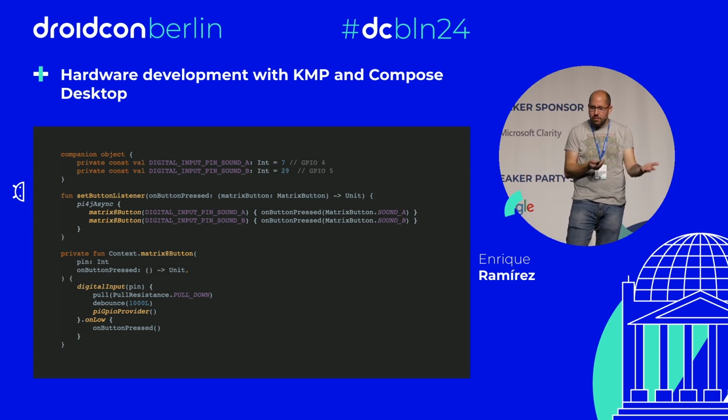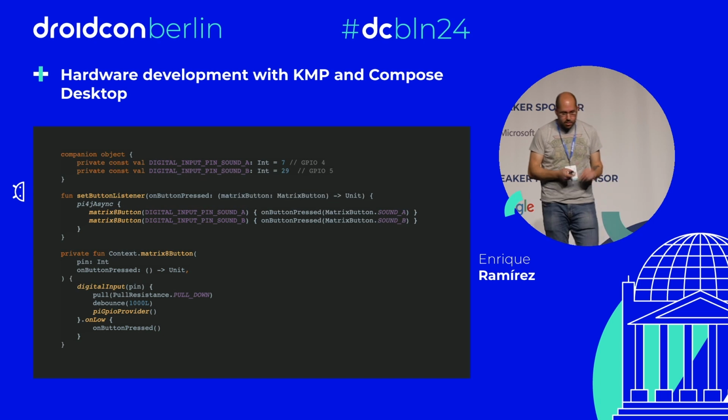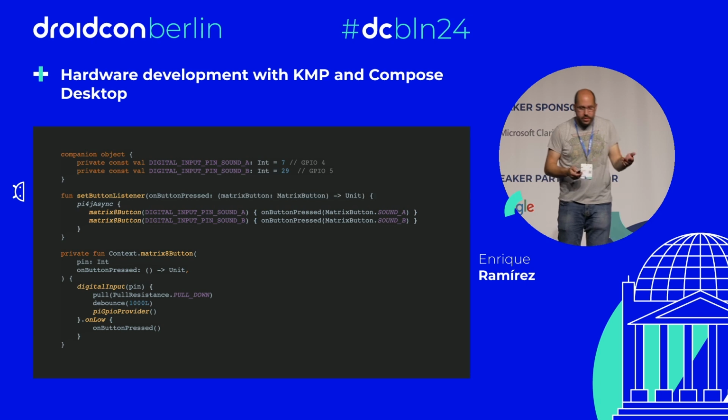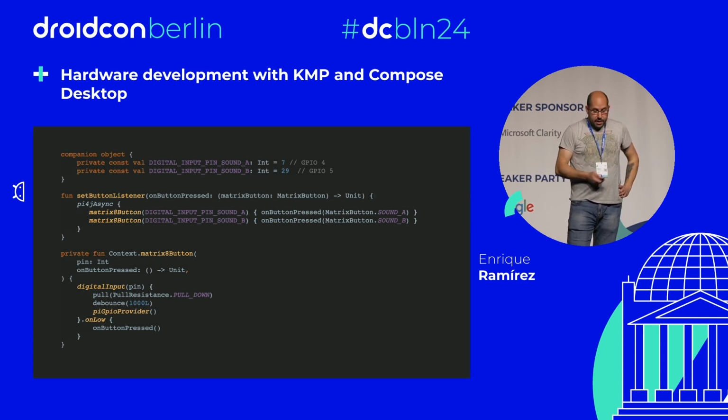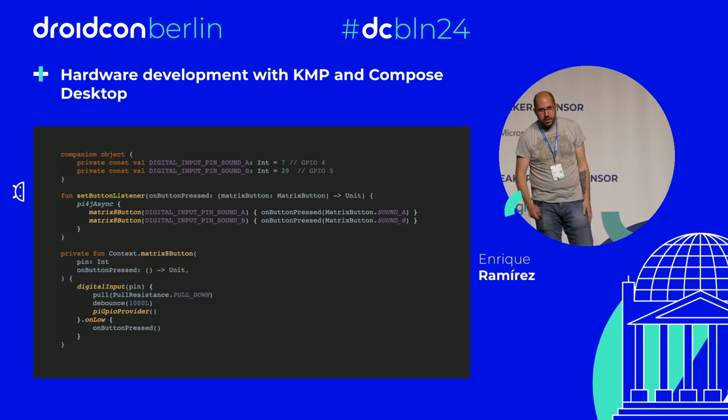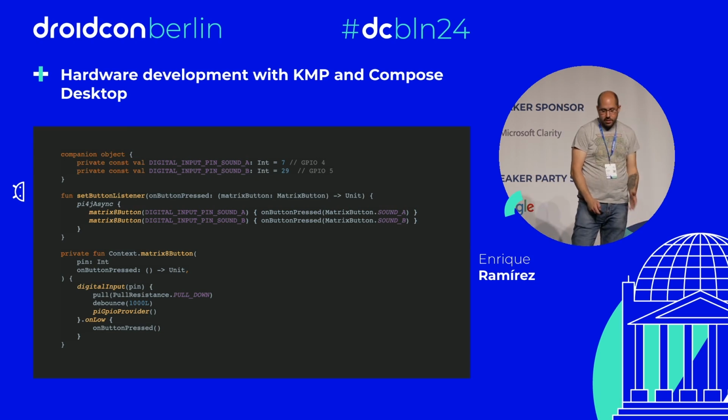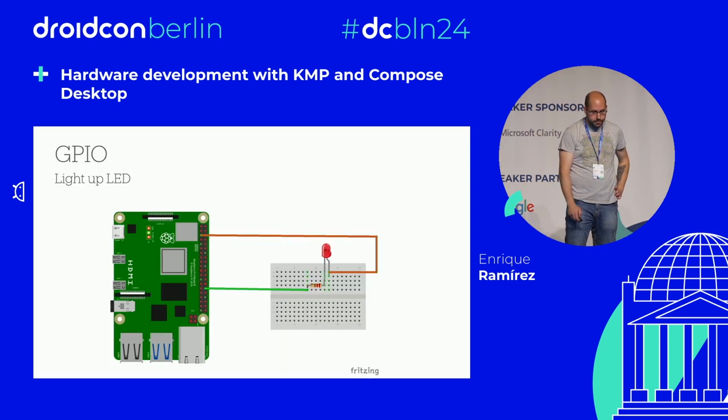You might have used debounce in things like Rx when you are detecting things like touch events. It's the same thing here. You need to smooth the pressing, so you don't have multiple presses. And then you react. In this case, as you can see, we are using a different provider, the Pi GPIO provider. Before, we were using the file system. In this case, we are using the other one.